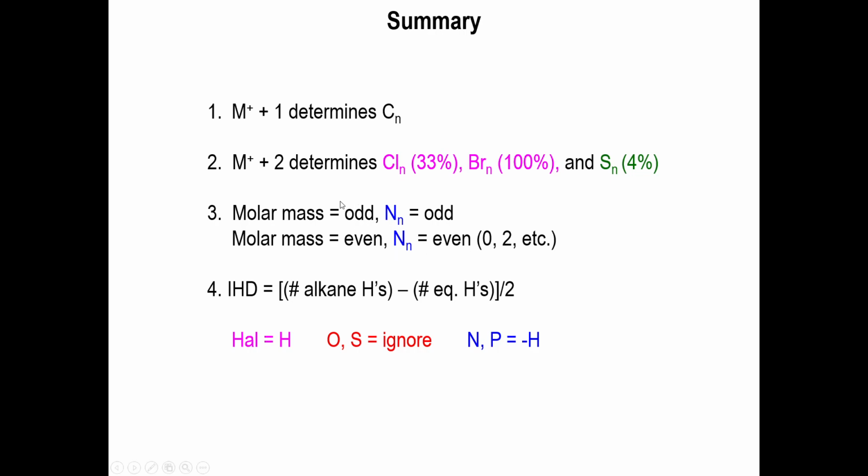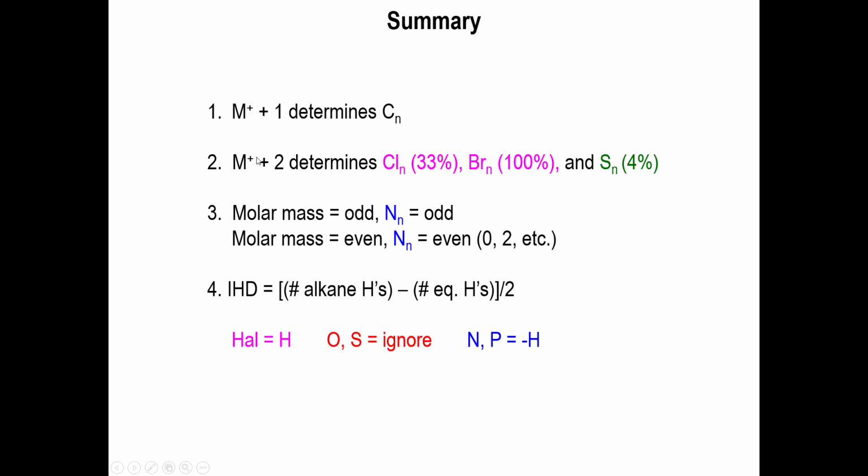All right. The other thing is that the M plus plus 1 peak is the one you're going to use exclusively to determine the content of carbon. Whatever the abundance of the M plus plus 1 peak is, you're going to divide that by 1.1 to get the number of carbons present in the molecule.